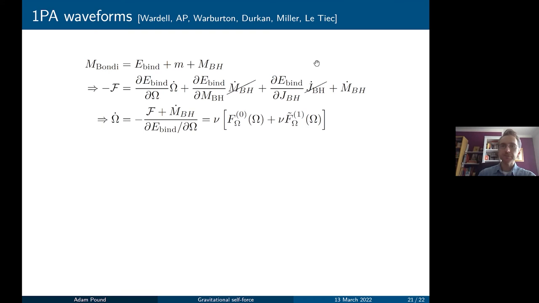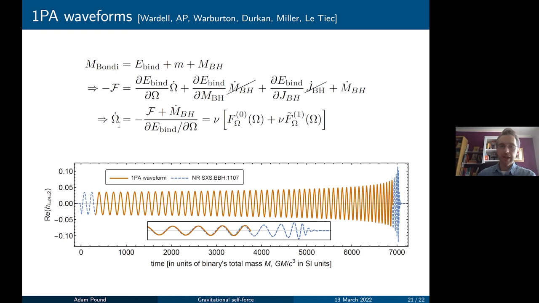And m dot, this term that's still surviving here, we approximate as the leading order m dot, the 0PA m dot, basically because we haven't calculated the subleading energy flux into the black hole. But again, we expect that to be a very good approximation. So what pops out? And we also do something funny with the binding energy, but I can answer that if people are interested. Now, the point is, we've calculated the amplitudes as functions of frequency.